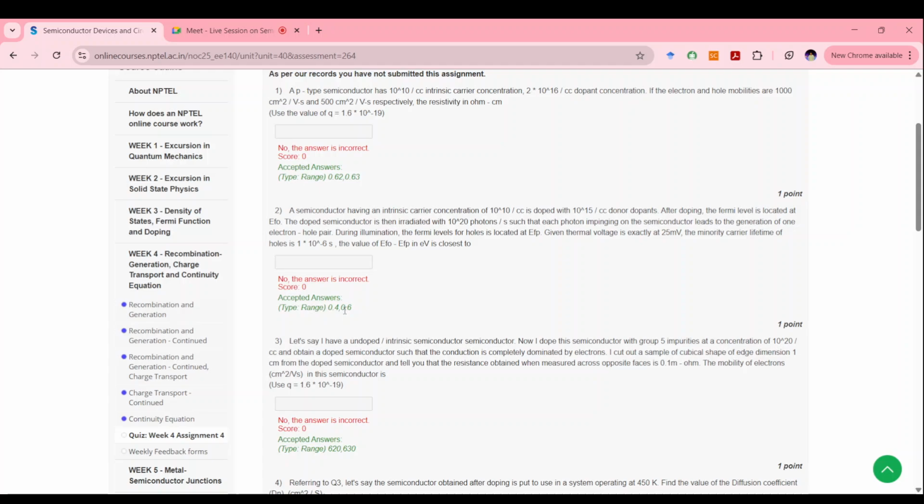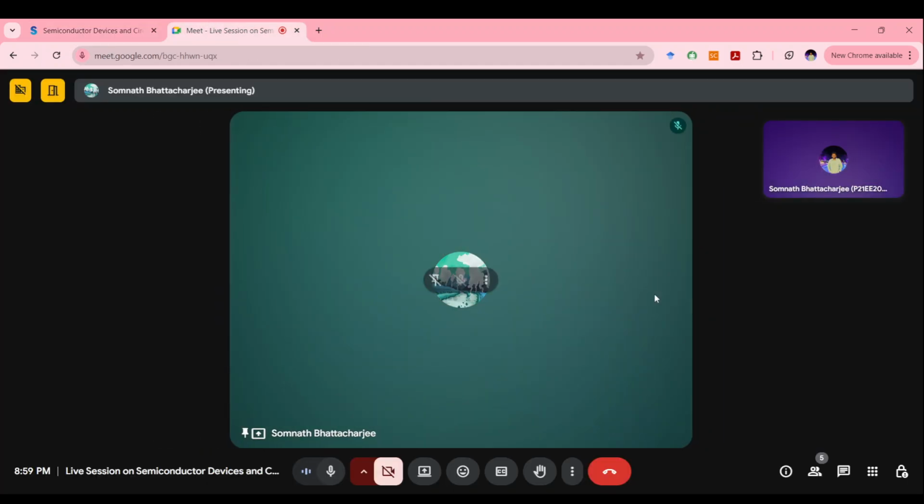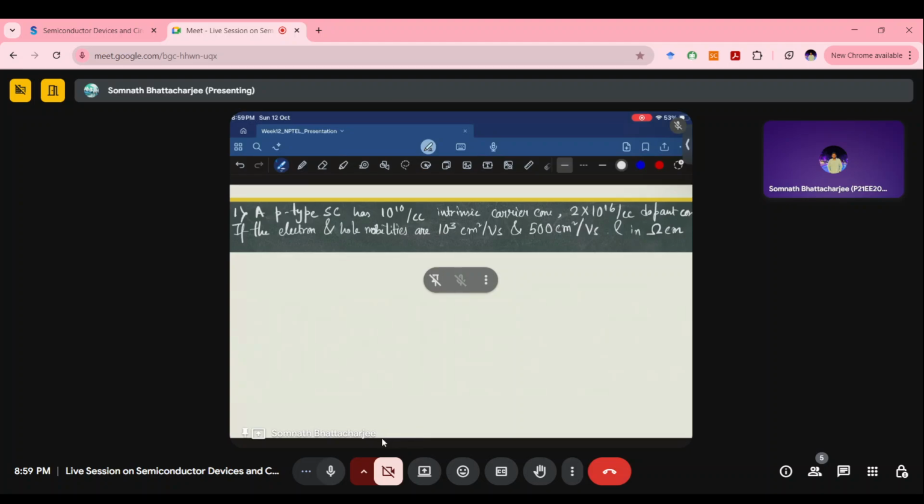No, sorry, I made a mistake. They have mentioned that electron mobility is 10 to the power 3, whereas the hole mobility is 5 into 10 to the power 2. Now we need to find the resistivity, that is rho, in ohm centimeter. They have also given the value of Q as 1.6 into 10 to the power of minus 19. It is a very easy one also. Maybe I'll just solve it because we don't have that much time remaining.